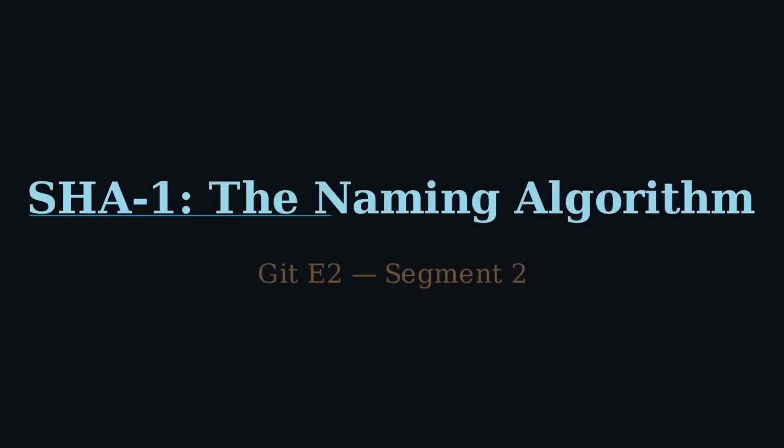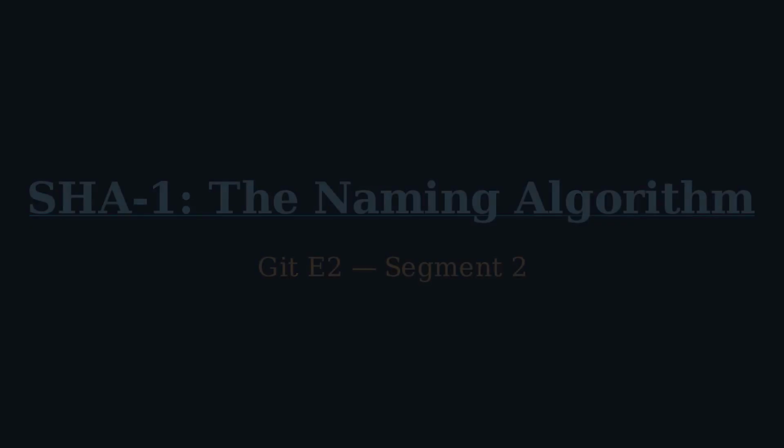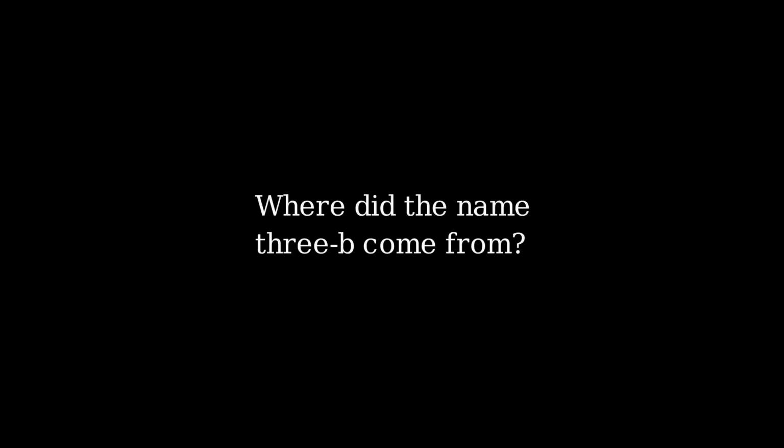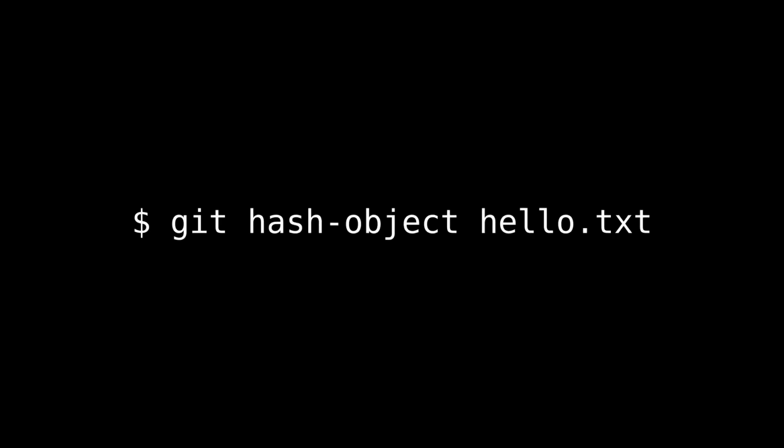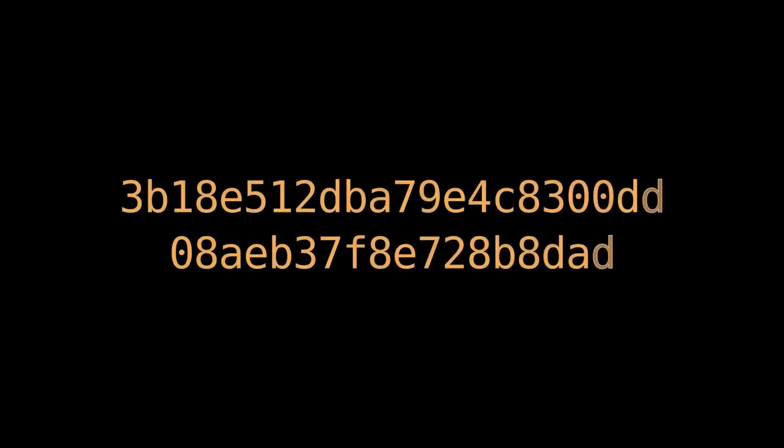SHA-1, the naming algorithm. How Git turns content into a 40-character fingerprint. Where did the name 3b come from? Not randomly. Git used an algorithm. Let's see it run. git hash-object on hello.txt. Out comes a 40-character hexadecimal string, 3b18, and so on. A SHA-1 hash, the file's fingerprint, property 1.